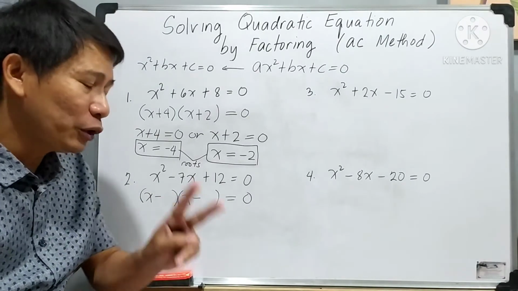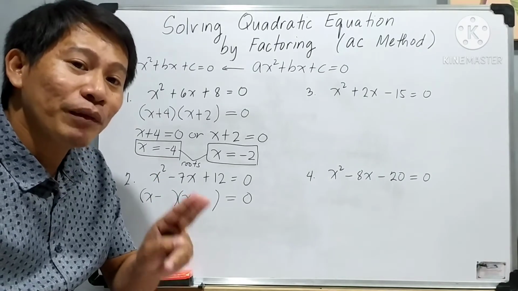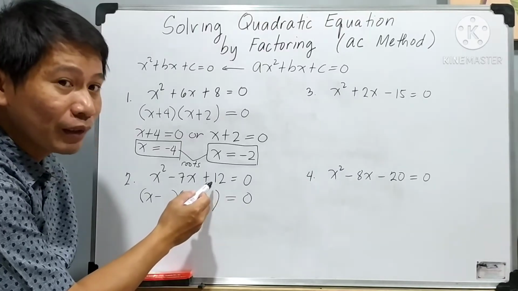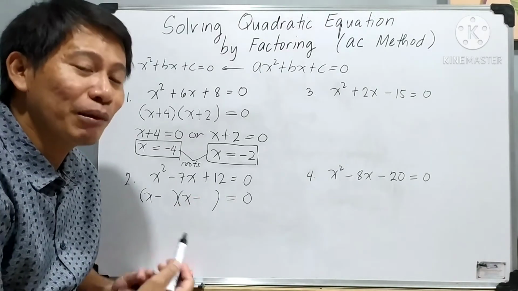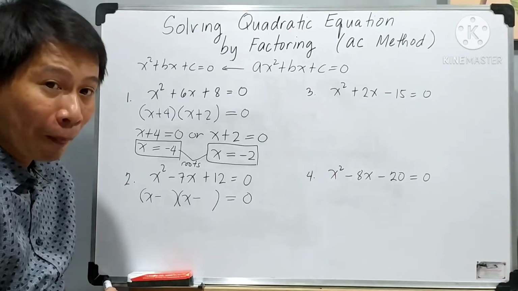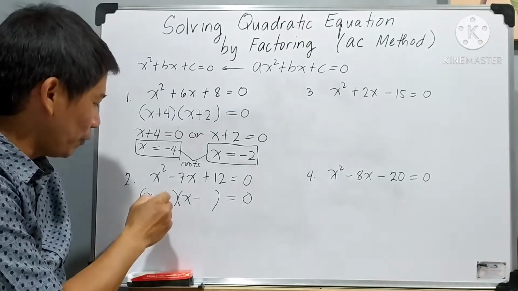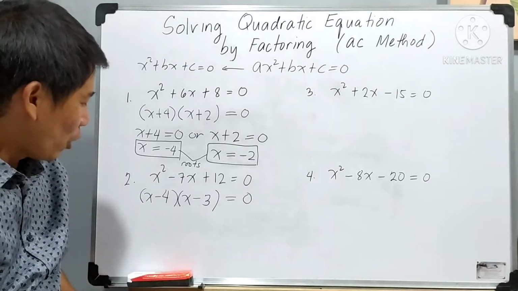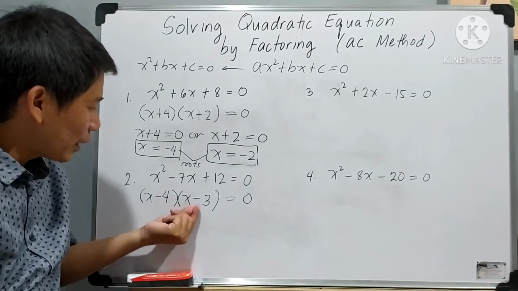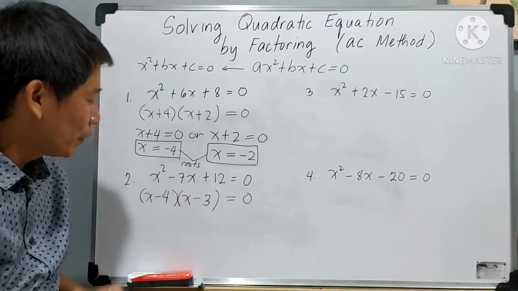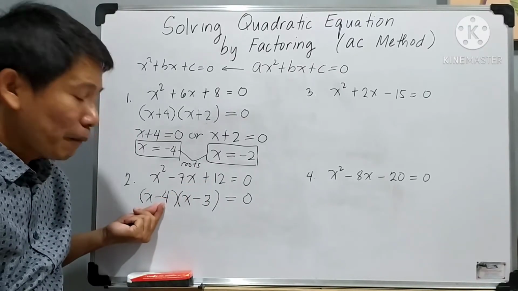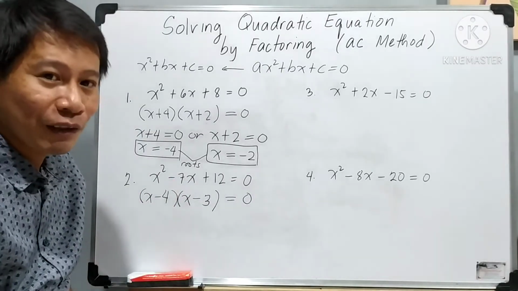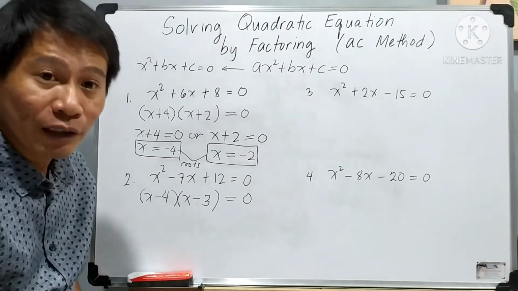Okay po? So, ano yung dalawang numbers na pag minultiply natin, ang magiging sagot ay positive 12, at pag pinag-add natin, ang magiging sagot ay negative 7. Tama. So, we have negative 4 at negative 3. Because negative 4 times negative 3 is positive 12, and negative 4 plus negative 3 is negative 7. So, we have the correct factors.